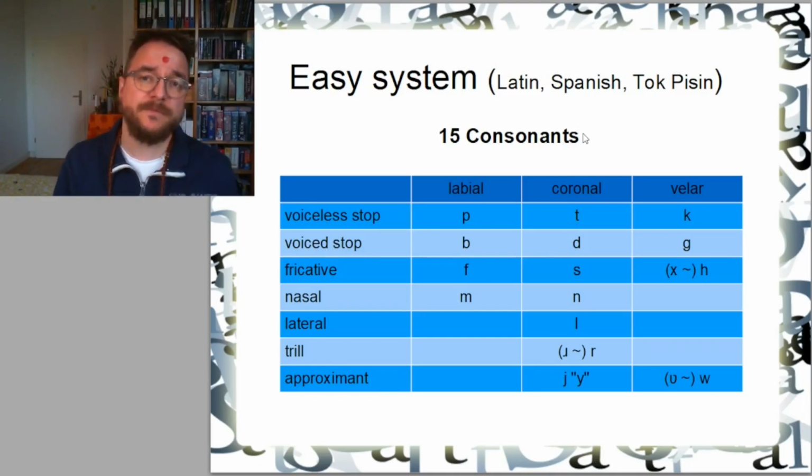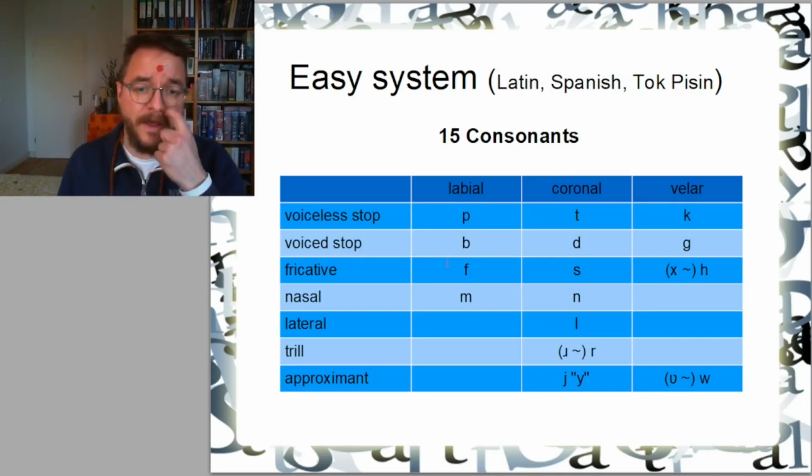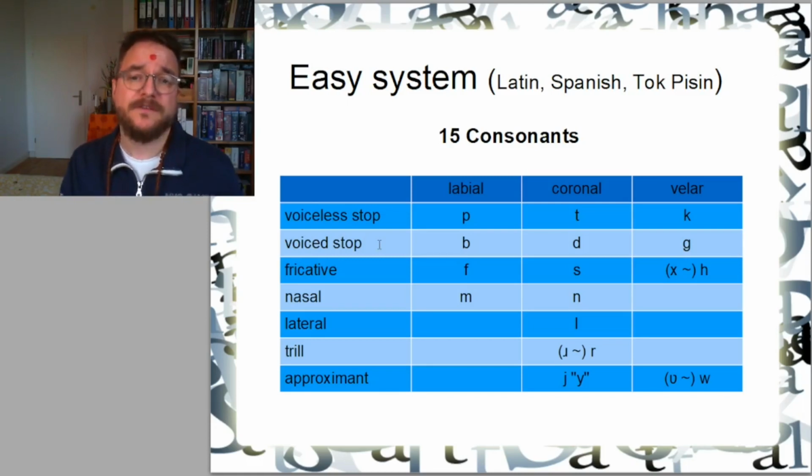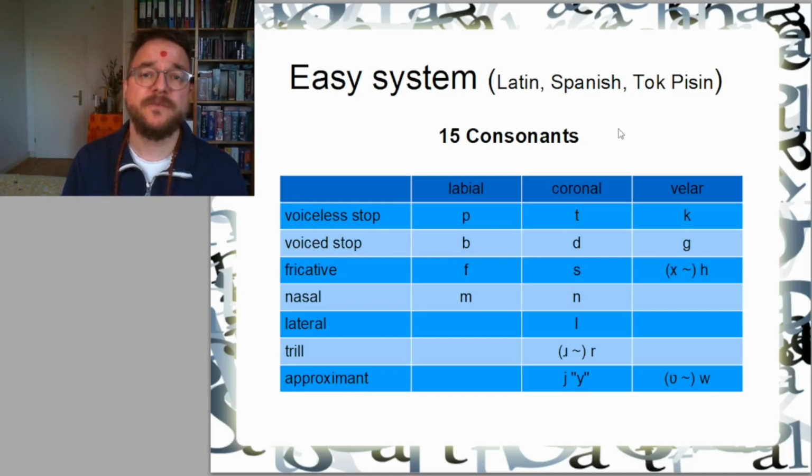Spanish, as spoken especially in Latin America, has a very similar consonant system. The voiced stops are often a bit more fricative, but for the rest it's very similar. And then we also have Tok Pisin, which is a Creole language spoken in Papua New Guinea, which also has a very similar consonant inventory.